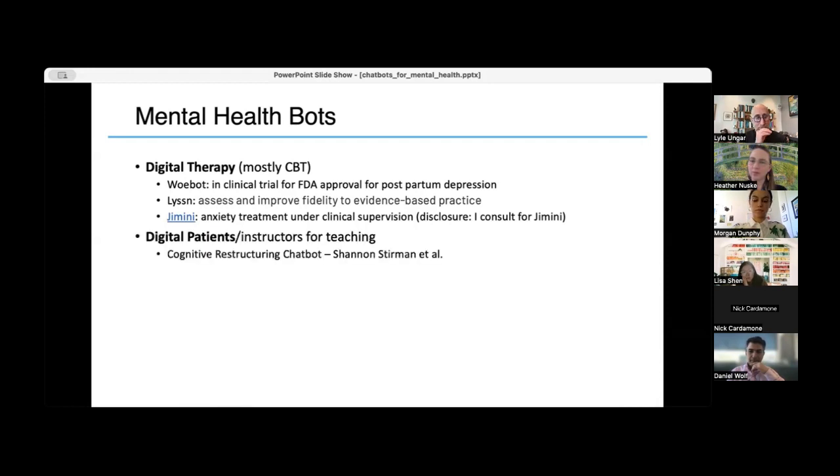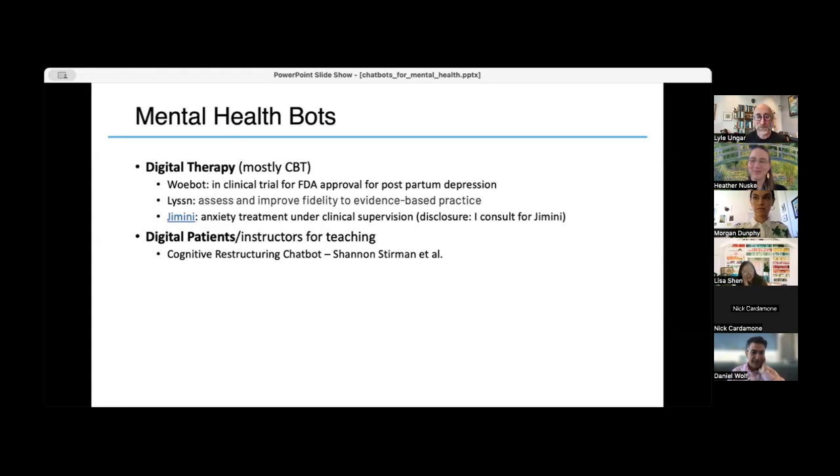Cool. There are also groups, I'm working a little bit with a group at Stanford, led by Shannon, doing cognitive restructuring chatbots. Super cool. I was slightly appalled to learn that when we train psychotherapists, they practice on real humans. It's like getting a beginning dentist or a beginning doctor. It's like, yeah, okay. I don't really want to be the first person in the dental school.